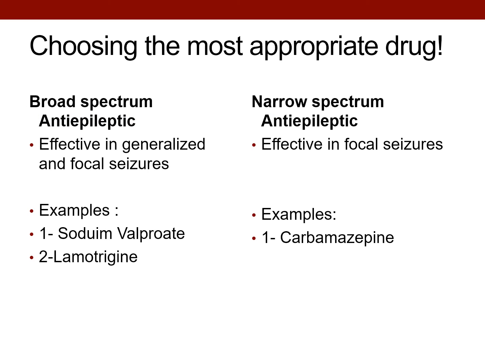Generally speaking, you have what we call broad spectrum anti-epileptics. These are medications that are effective in generalized and focal seizures, and these include some of the very old medications like sodium valproate and lamotrigine. And then you have what's called narrow spectrum anti-epileptics, and they are effective only in focal seizures, and an example of that is carbamazepine.